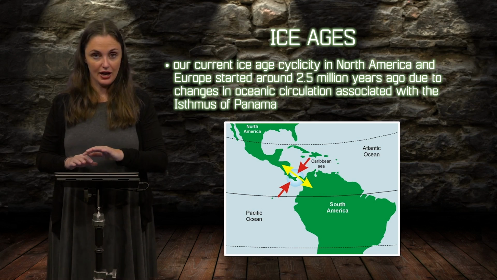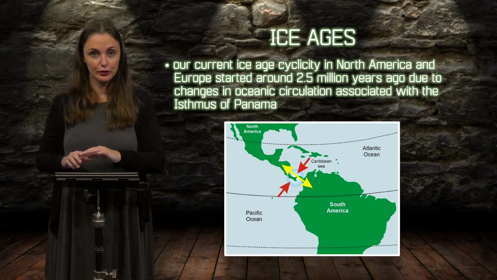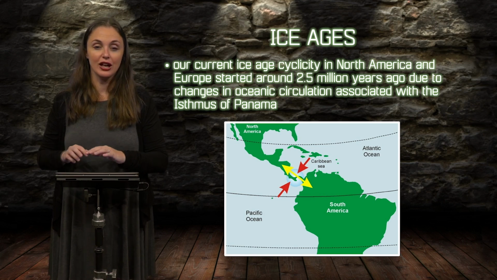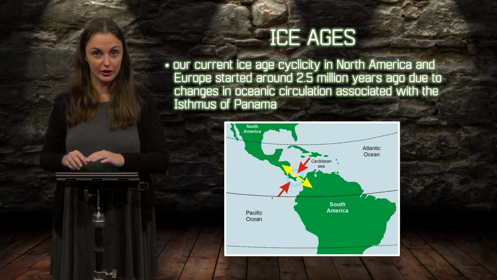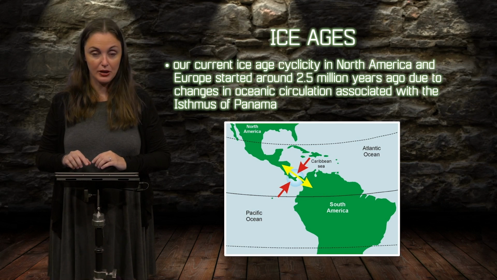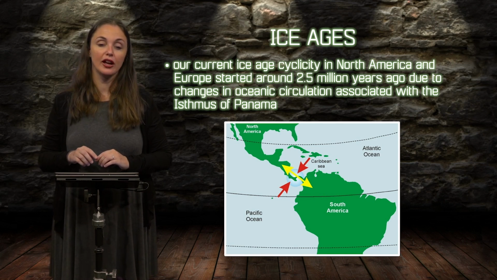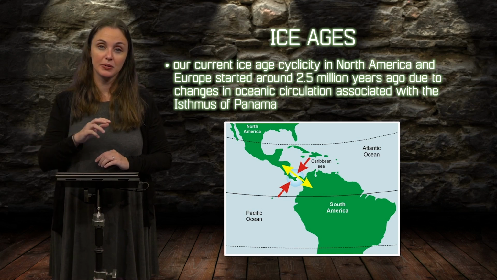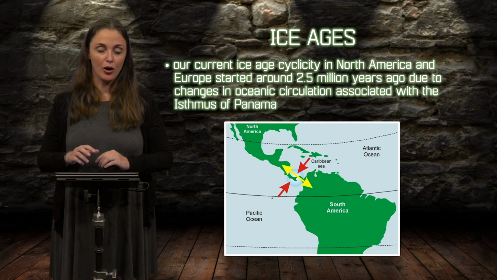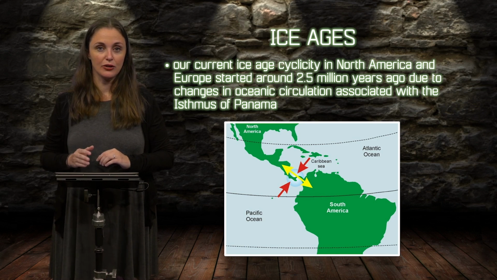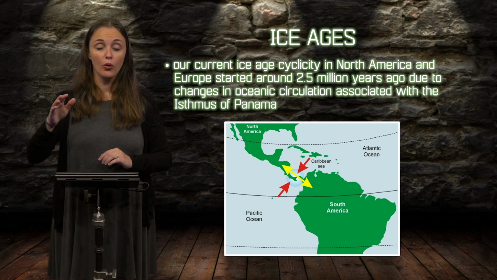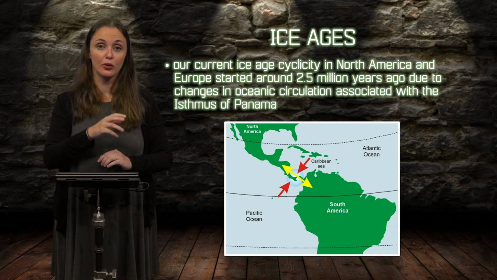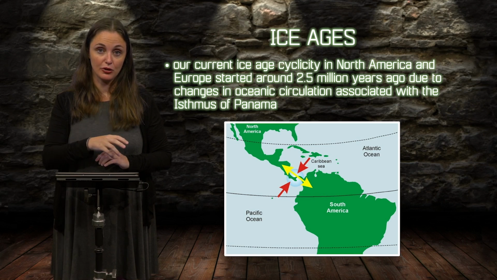Now, that in itself isn't the absolute driver of getting us in and out of these ice ages. It's the change in ocean circulation that resulted. Prior to the formation of this land bridge, water could circulate from the Atlantic, flowing directly almost across the equator into the Pacific Ocean. Now, with that land bridge connecting North and South America, water has to go all the way around the southernmost point of South America to then get into the Pacific Ocean.